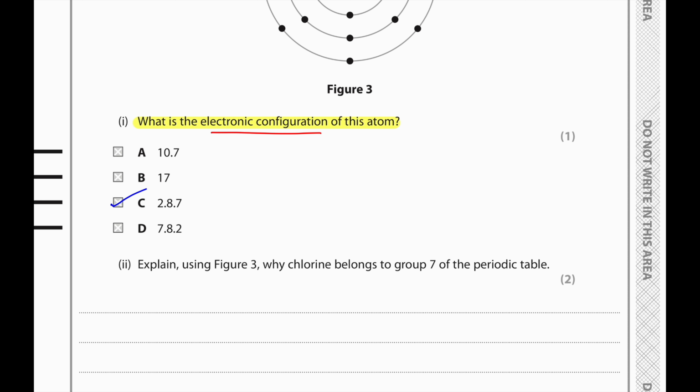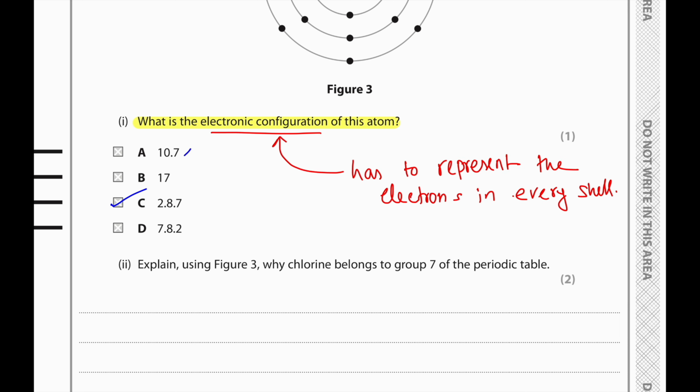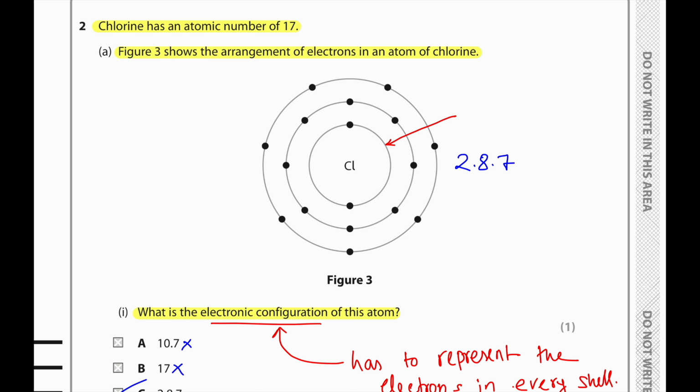Electronic configuration has to represent the electrons in every shell. For that reason, A and B are not correct. D is incorrect due to opposite order. The first shell is represented as shell number 1, followed by shell number 2 and 3.